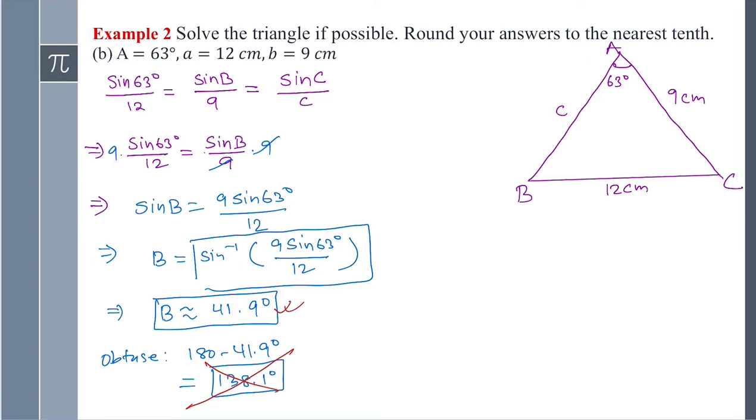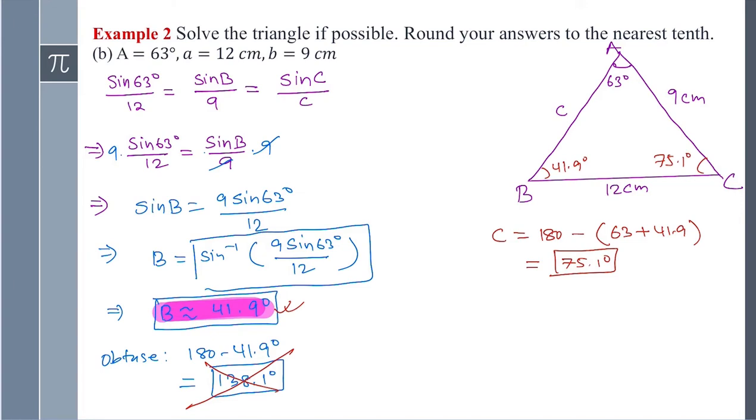Okay, so now we have angle B. We have angle B equals 41.9 degrees. Now let's go ahead and find angle C. In order to find angle C, we are going to do C equals 180 minus angle A plus angle B. Okay, so if we put this into the calculator, we get 75.1 degrees. So we got angle C.